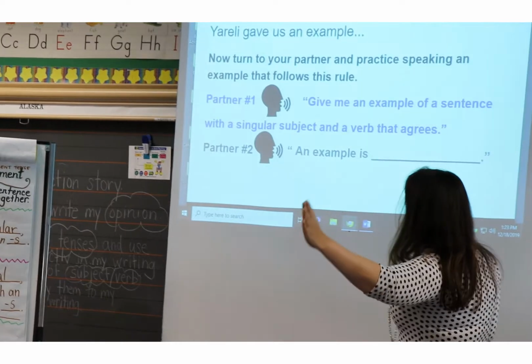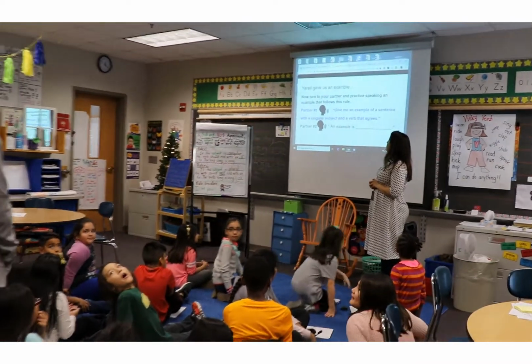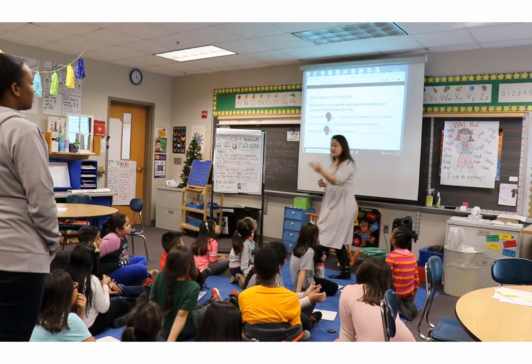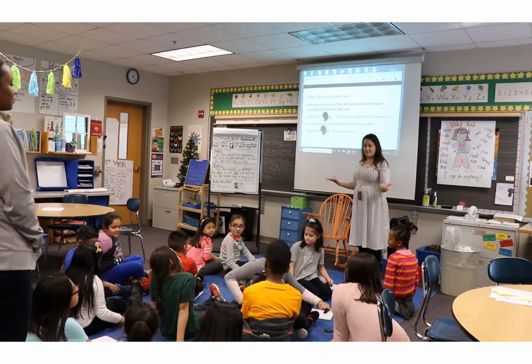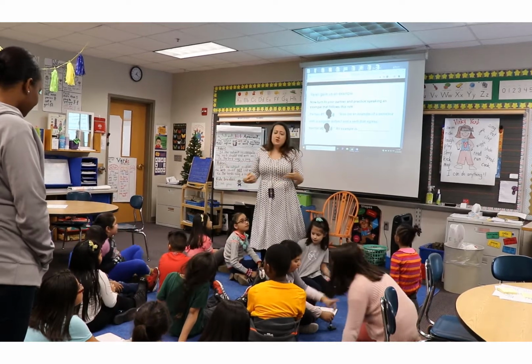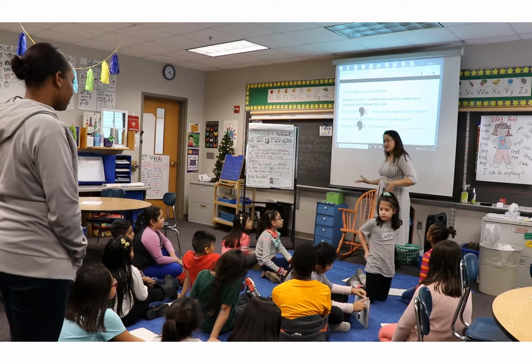Okay, Mrs. Montgomery will be partner number 1. Go ahead. Give me an example of a sentence with a singular subject and a verb that agrees. An example is Christy ties her shoe. Again, okay? Just a simple sentence. Christy ties her shoe. You could make it longer if you wanted to say Christy ties her shoe while she is sitting on the carpet.